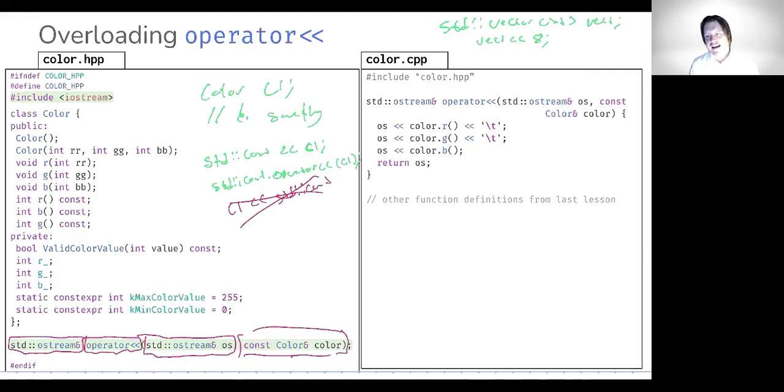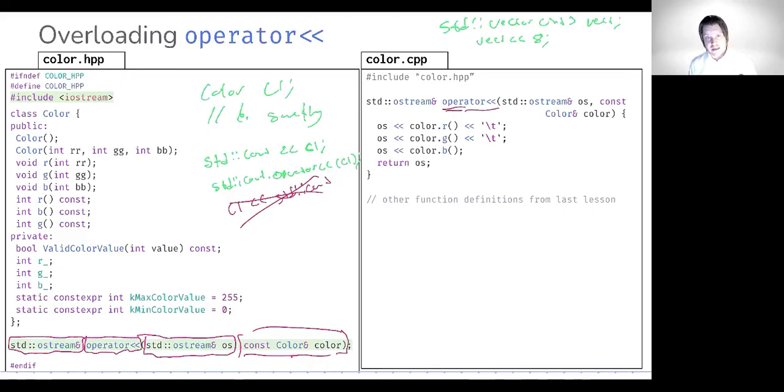So how do we define what it means to insert a color object into a stream? Well, it's completely up to us. Whatever information we'd like to insert into that stream, we can go ahead and use. However, we're going to have access to that data through accessors. The reason being is that this function has no private access to color. It's not scoped within the color class. So we're going to be restricted to using the accessors.